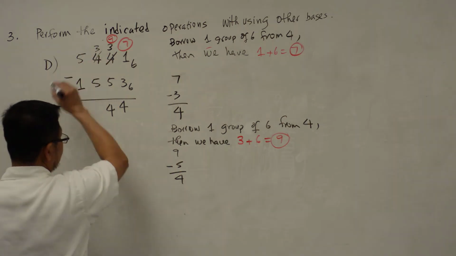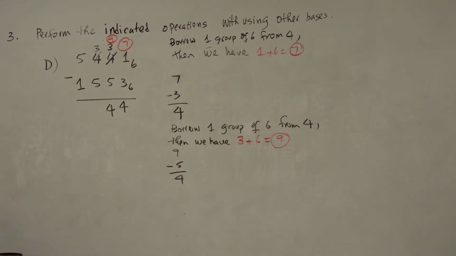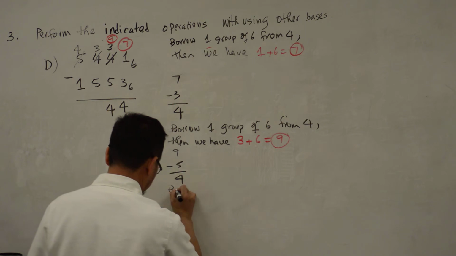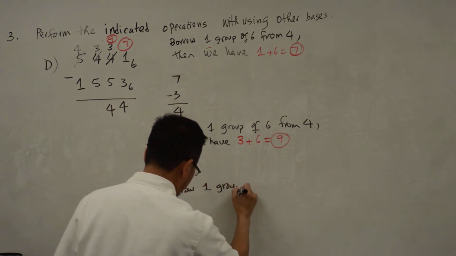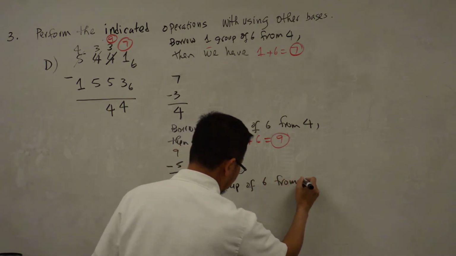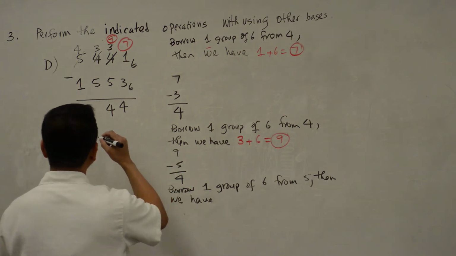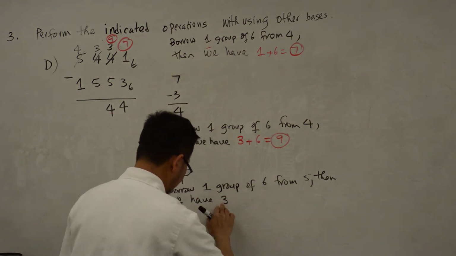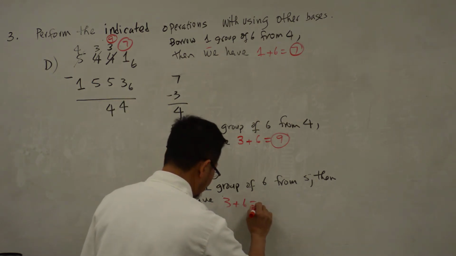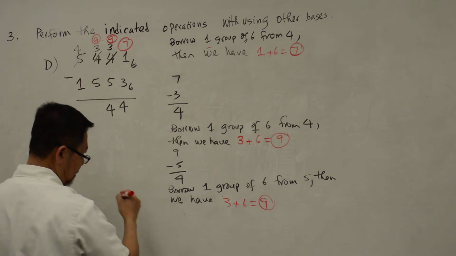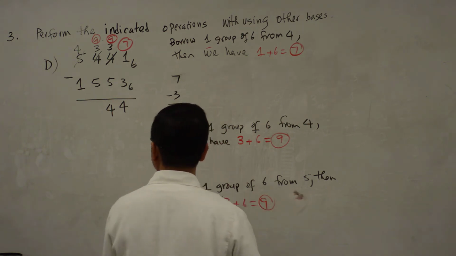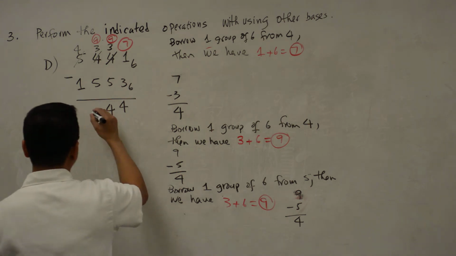We borrow now 3, right? Then you have to borrow one group of 6 from 5 again. So we borrow 1 group of 6 from 5, that's 4. Then we have 3 plus 6 gives you 9. So we write down 9 on top here. So here is 9 minus 5, 4, right? 4 here.